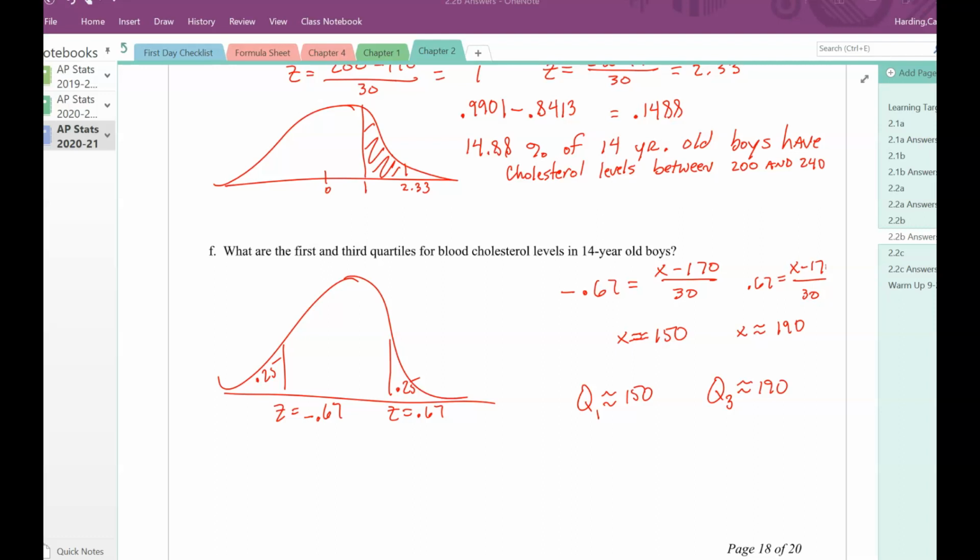Now you want to be careful with this. Sometimes people will just find one of them. They'll just find the 150 that you see on the screen, and they'll say, oh, it's plus and minus 150. That is not accurate. The plus and minus are the z-scores. That's what's symmetric. You still need to go through and find the individual values in context. So the first quartile would be marked off by a cholesterol level of 150. The third quartile would be marked off by a cholesterol level of 190.